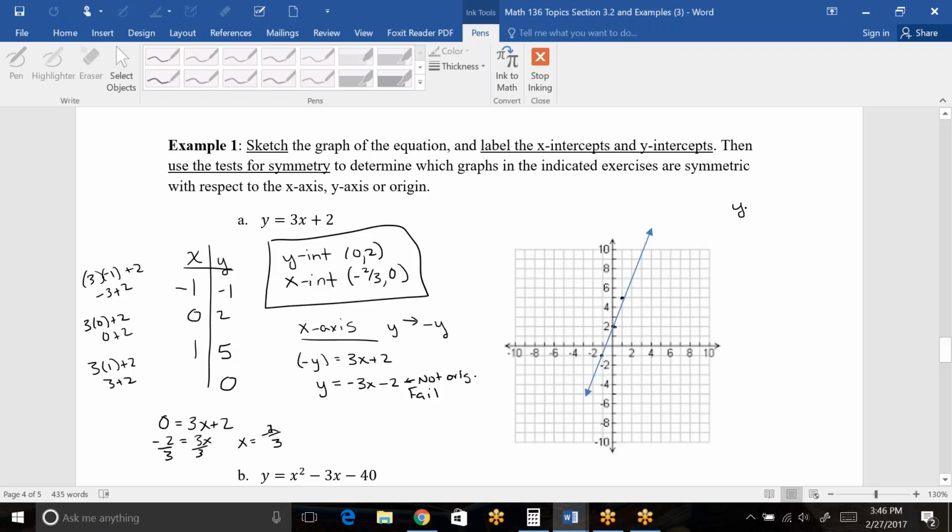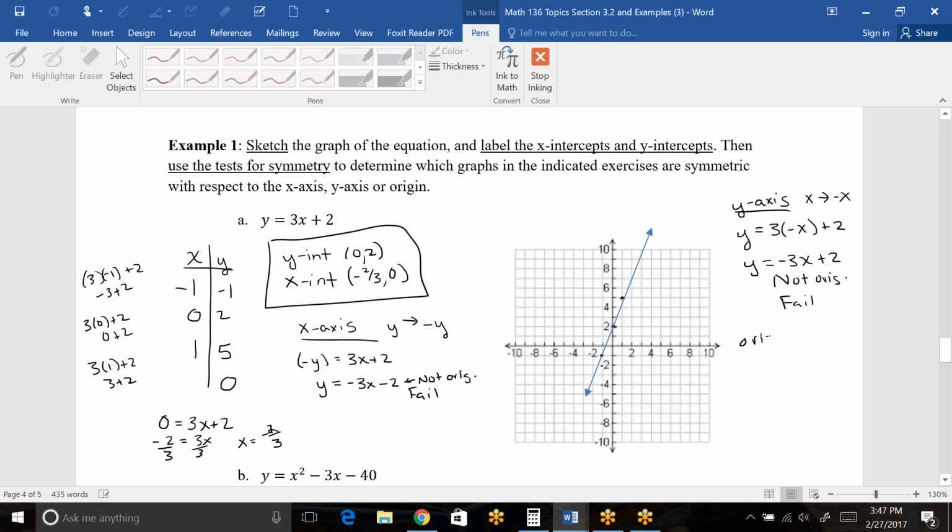Then we need to test for y-axis symmetry, which means we let the x be a negative x. So go back to your equation. And then we just work out the sign here. So that would be negative 3x plus 2, which is also not the original. That means it fails this test. So that means this has no y-axis symmetry, which again makes sense. If you folded it over, you would need the graph to be going up like a V shape.